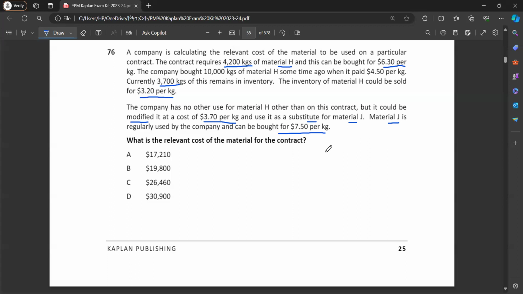We see two alternatives available for this 3,700 kgs of material. One alternative is it could be sold for 3.20. Another alternative is this can be used as a substitute for material J. By using it as a substitute for material J, they will be able to save 7.50 minus 3.70. So there are two alternatives available. In terms of opportunity cost, we need to take into consideration both the alternatives. The best alternative will become the opportunity cost. Let's quickly go to the Excel sheet and then solve the answer there.